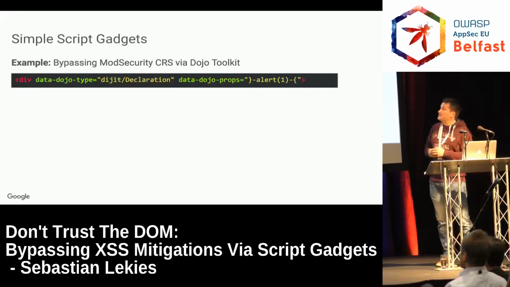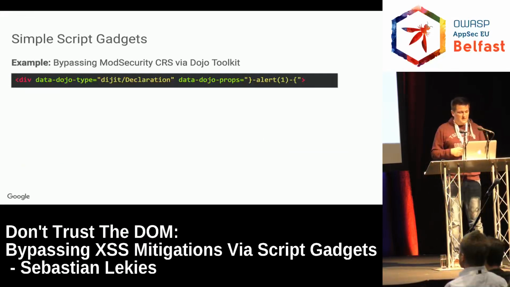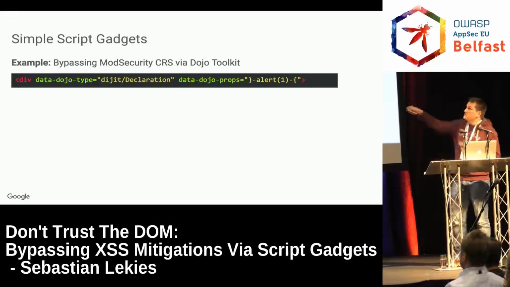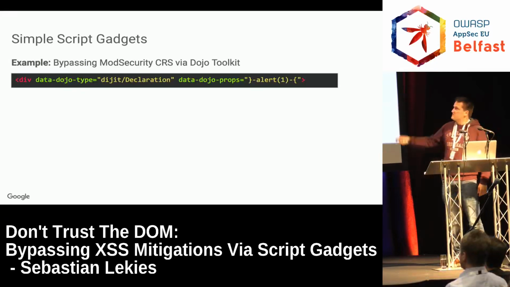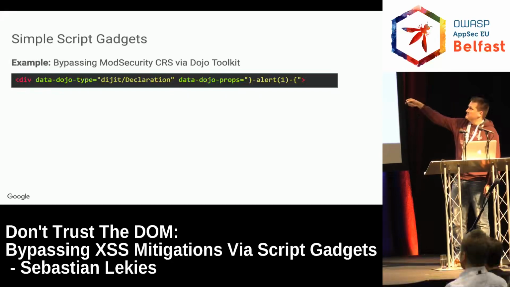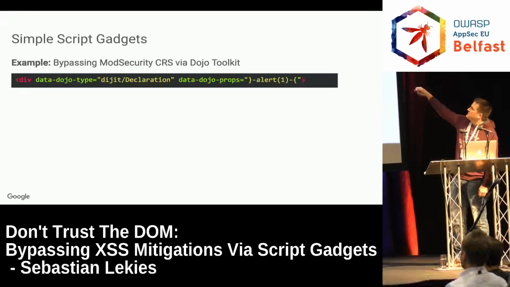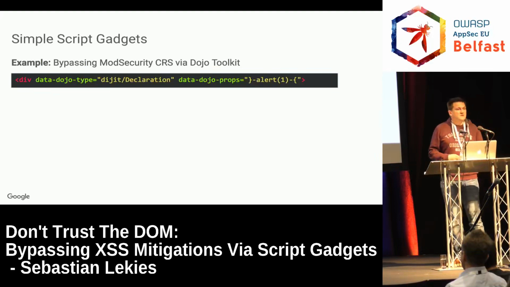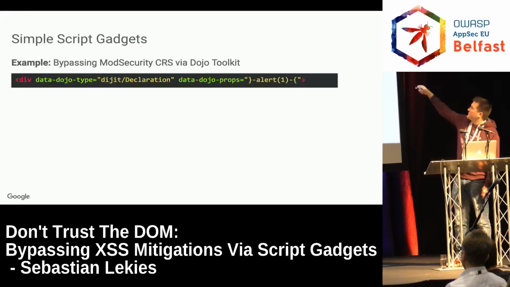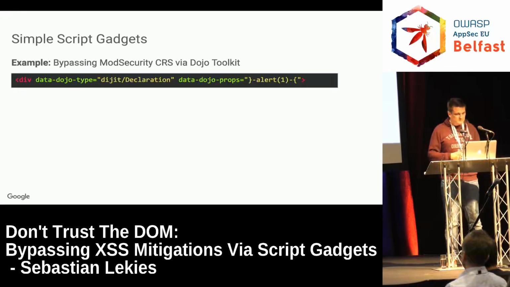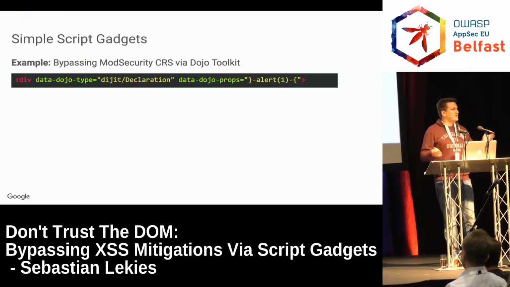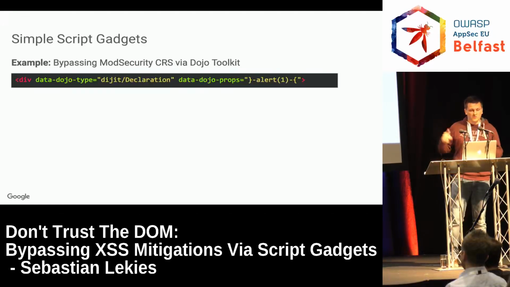Here's another example, bypassing ModSecurity with the Core Rule Set installed, in the Dojo toolkit. Here you can just take an arbitrary div tag, put a data attribute on it, and put some type into it to make Dojo process it. And then you see this attribute, and this attribute gets put into an eval, I think, eval or a function call. So you can just break out of the current context in this eval and put an alert here, and it will execute. And ModSecurity will not be able to find this because it will look for script tags and event handlers and so on, and it will have no way of identifying this.